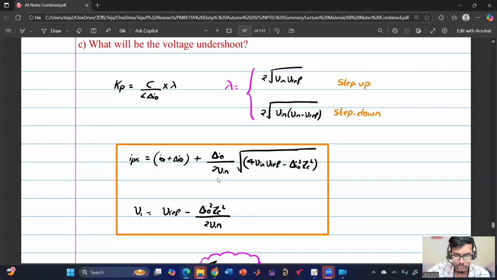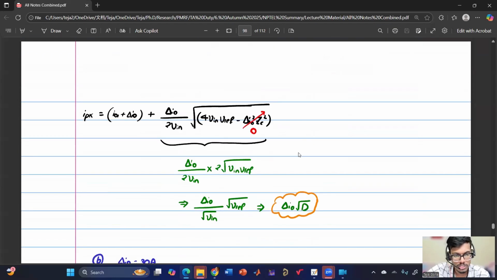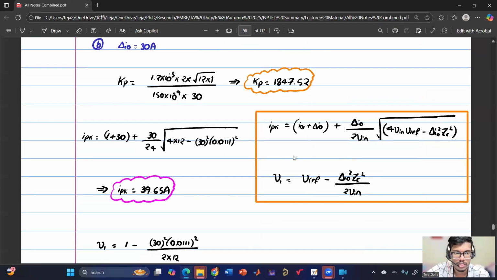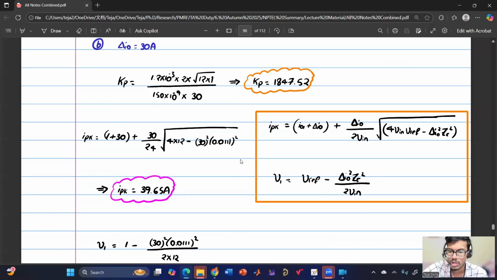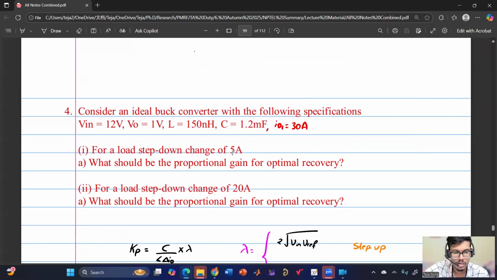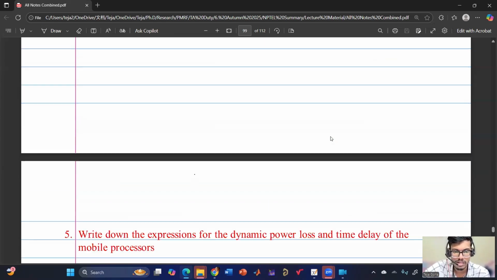Once we took these expressions from Sir's lecture, we have not derived them, we didn't get time for derivation. Then we have solved a couple of problems for load step up transient as well as load step down transient. What are the undershoot and overshoot, we have calculated. And then we moved to another case where step down is given. In the previous question, there is no step down. We have considered two cases for step up. In the next problem, we have considered step down and asked what is the proportional gain. As there is no expression derived for voltage overshoot, we have not gone to voltage overshoot, but we have just derived the proportional gains.